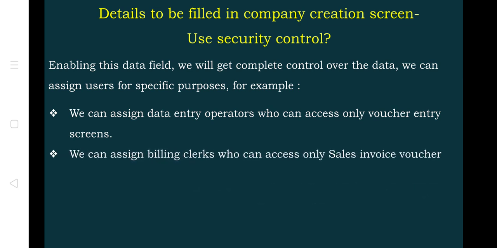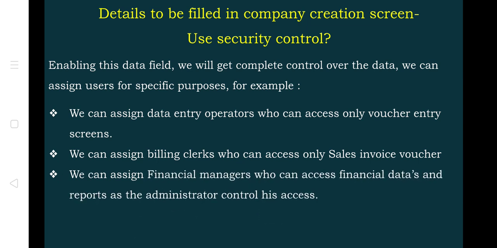So likewise we can assign billing clerks who can access only the sales invoice voucher. In a company there may be different types of vouchers, so only the billing clerks are given the password and the access to do only the sales invoice voucher. And likewise, we can assign financial managers who can access financial data and the reports, as the administrator controls the access. The financial managers are given a separate password to access the financial data.